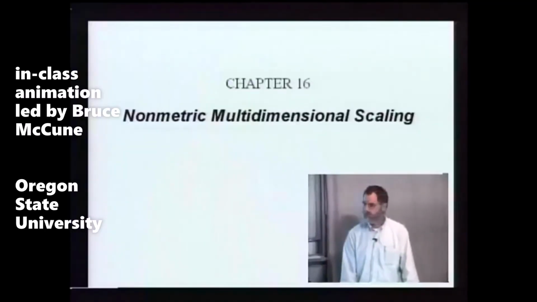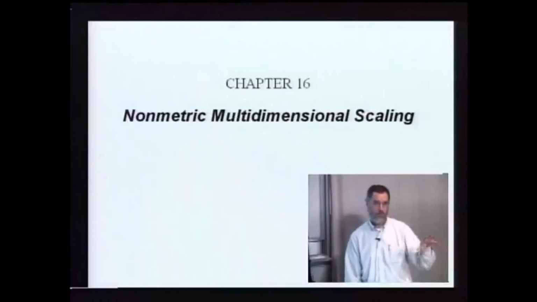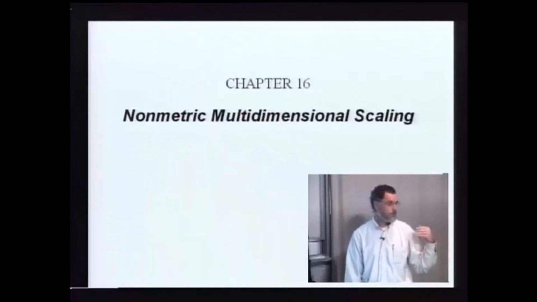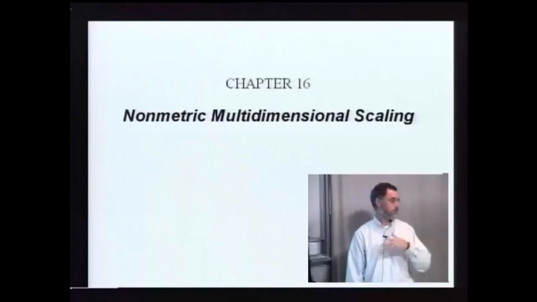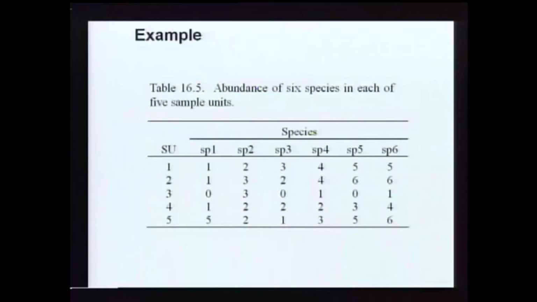So on to non-metric multidimensional scaling, which we started last time by contrasting it with principal components analysis and trying to show how it attempts to alleviate some of the problems with using a method like principal components analysis that's assuming linear relationships among your variables. And I want to start today by doing a little example data set.